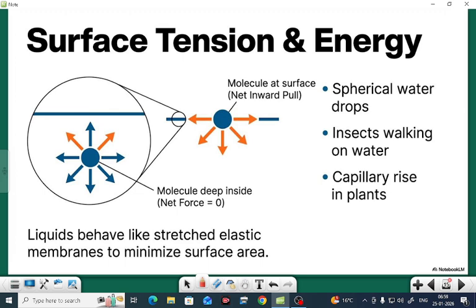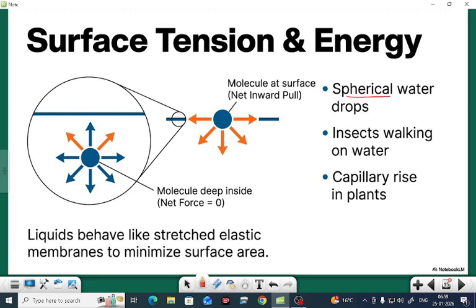Surface tension and energy. You can see here the molecule deep inside has net force 0. The molecule at the surface has a net inward pull. You see these are the forces, so there is a net force in the downward direction.